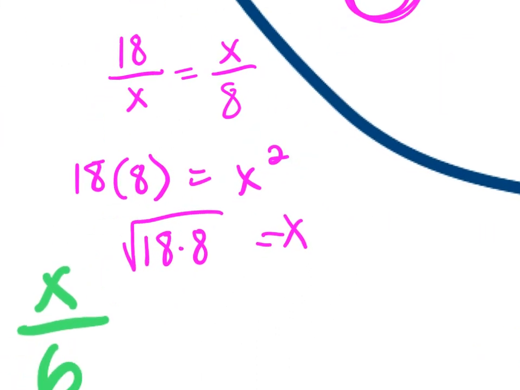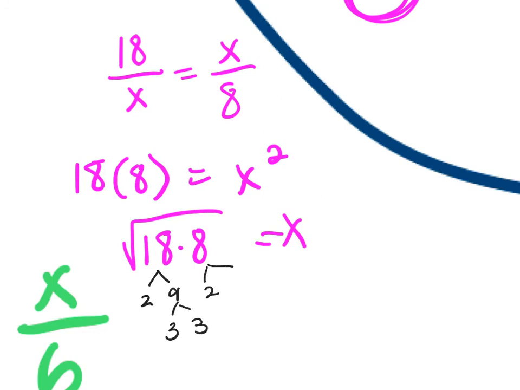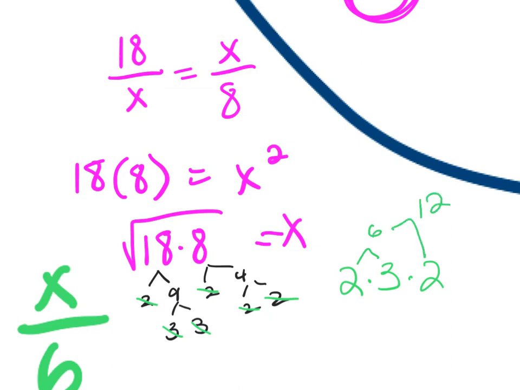And then I'm going to break that down. So 18 can be 2 and 9, 3 and 3, 8 is 2 and 4, 2 and 2. So now there is a pair of 2s. A 2 is going to go to the outside. 2 3s. A 3 is going to go to the outside. Another pair of 2s, which means another 2 goes to the outside. There's nothing left by itself, which means there's no square root in this answer. I would just do 2 times 3, which is 6, times 2, which is 12.